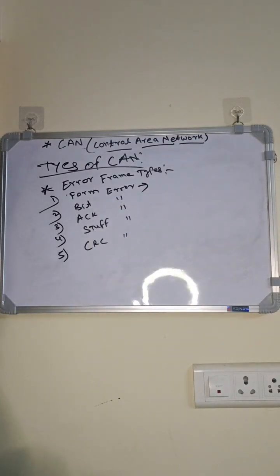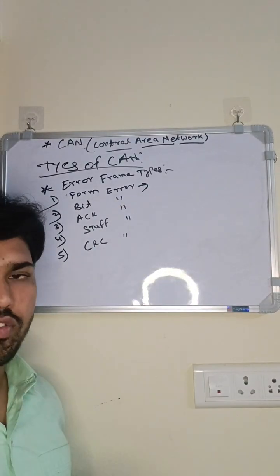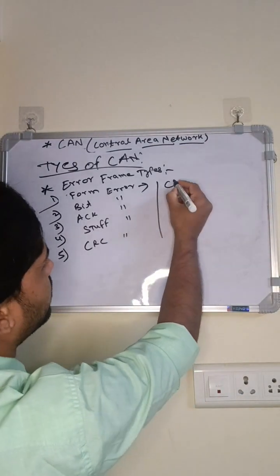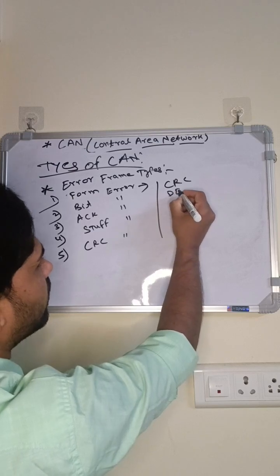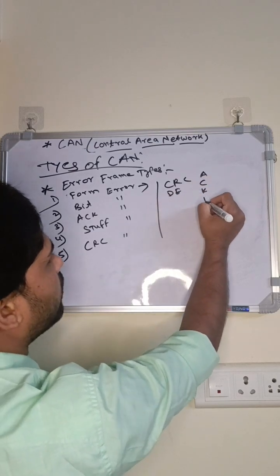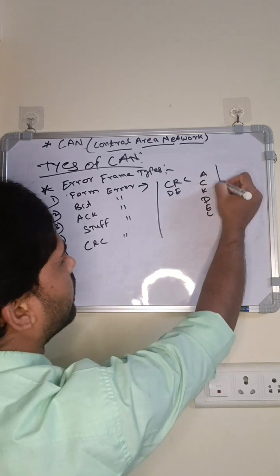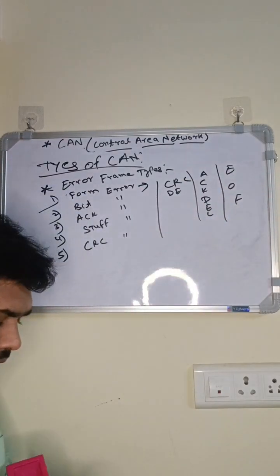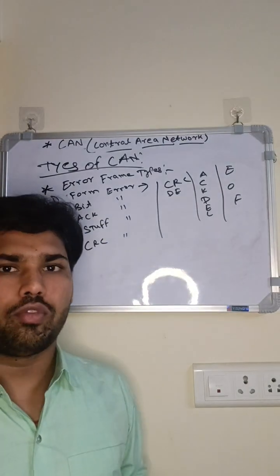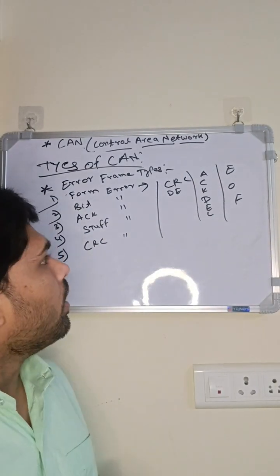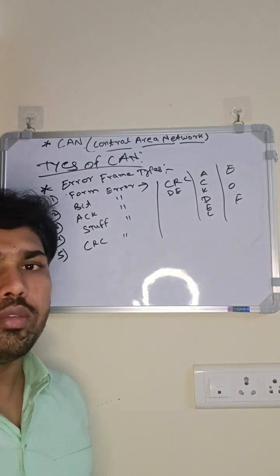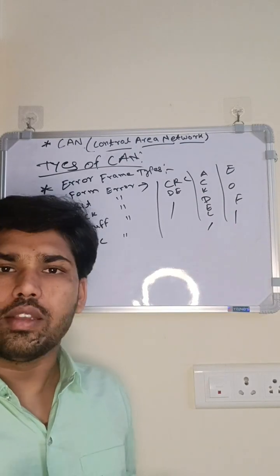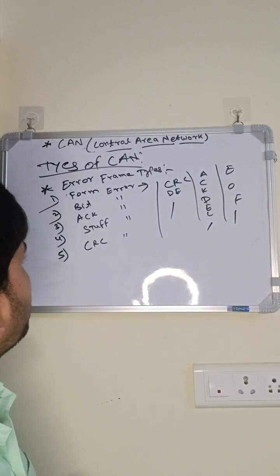If you look at the data frame format and the remote frame format, there you will see the CRC delimiter, acknowledgement delimiter, and end of the frame. If any of these, like the CRC delimiter, acknowledgement delimiter, or end of the frame, goes from recessive to dominant, that is known as the form error.